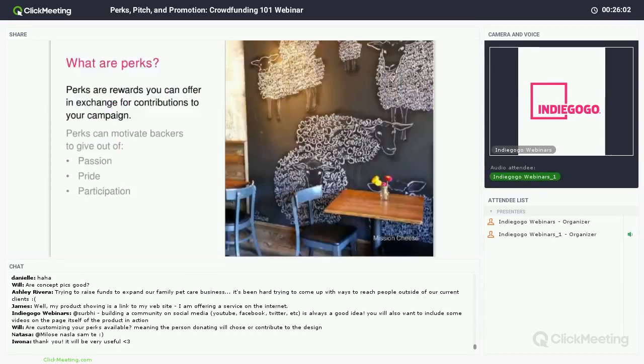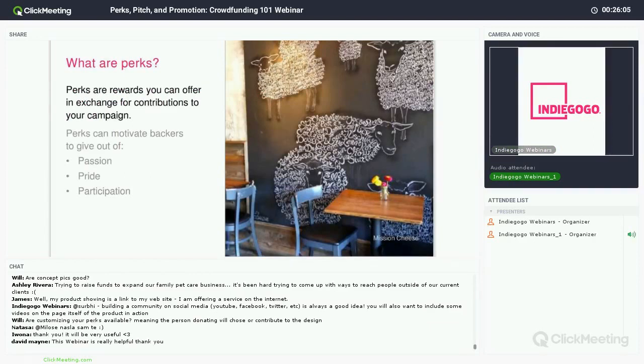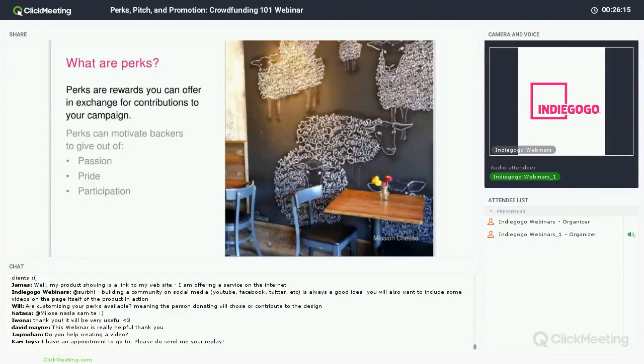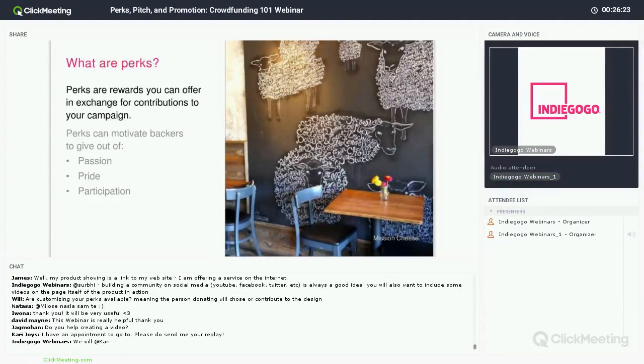Okay, cool. So let's chat really quick about perks. Perks are one of the more recognizable aspects, I think, of crowdfunding. They're just rewards that you offer in exchange for contributions. These are all going to be listed on the right-hand side of the campaign. A couple things to note here. We think that really good perks motivate backers to give out of a combination of things: passion, pride, and participation. What you want is active, engaged backers who are really excited about the product or the object that you're giving out. A great example is over here on the right-hand side.